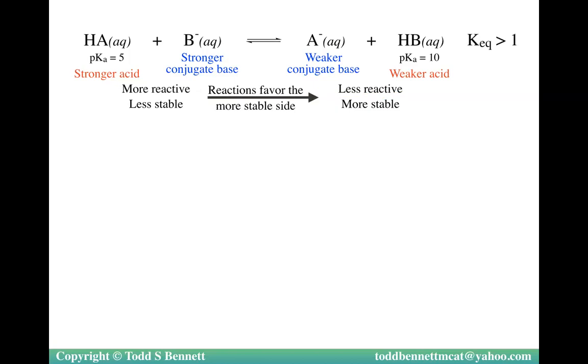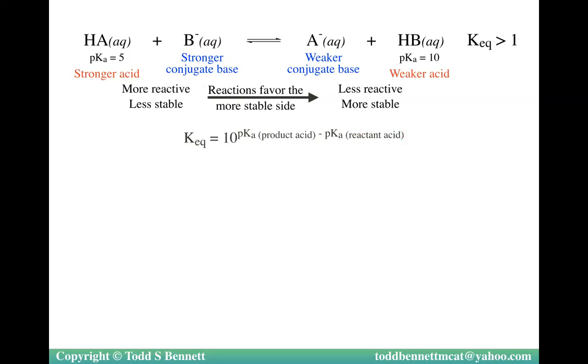So it wants to do that, meaning it favors the products. So I know K-equilibrium is greater than 1. Products are more favorable than reactants. K-equilibrium is greater than 1. If I wanted to, I can use the math we just learned that K-equilibrium for the reaction is 10 to the pK of the product acid minus the pK of the reactant acid.